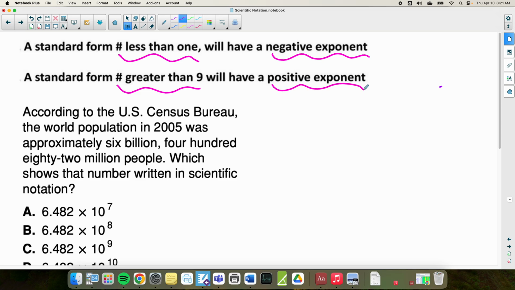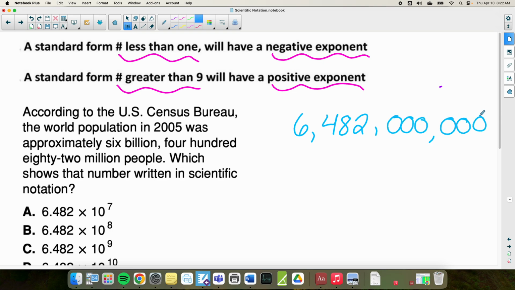So for this question right here, they're giving us a number. They're saying 6,482,000,000. So do you guys know, if it's 6,482,000,000, how many circles or zeros am I gonna have? 6, yes, okay.